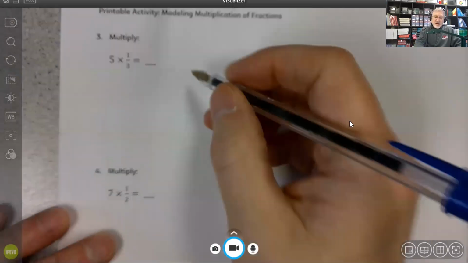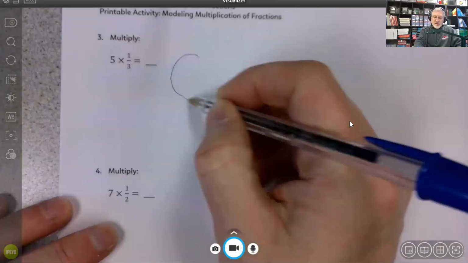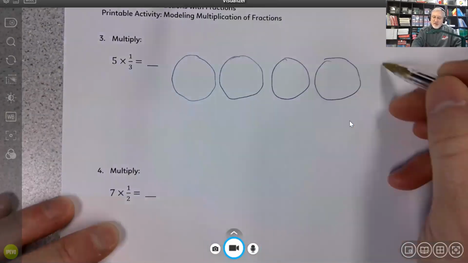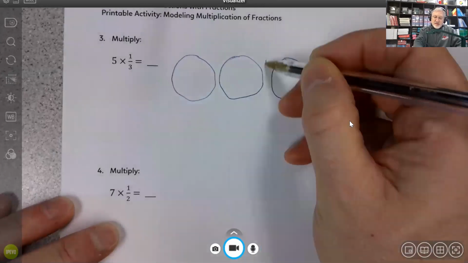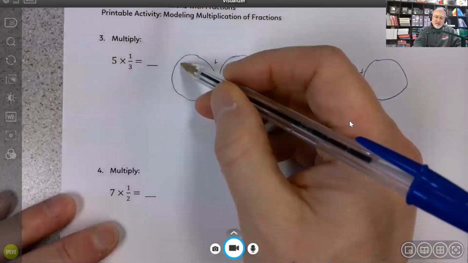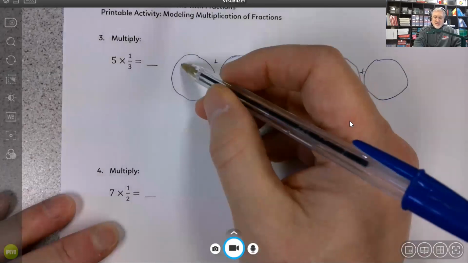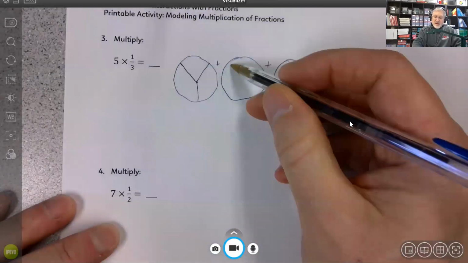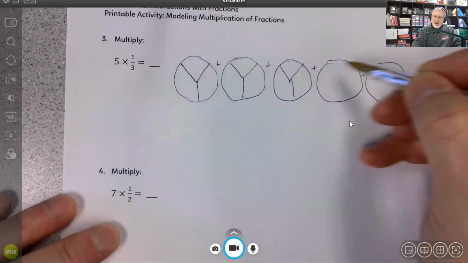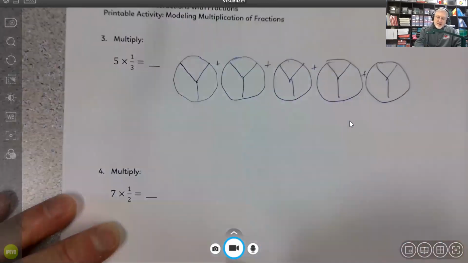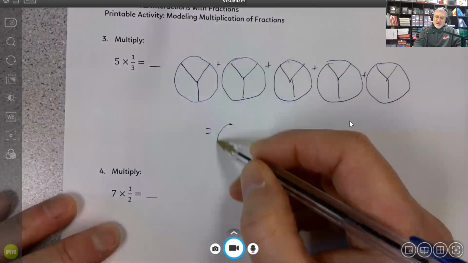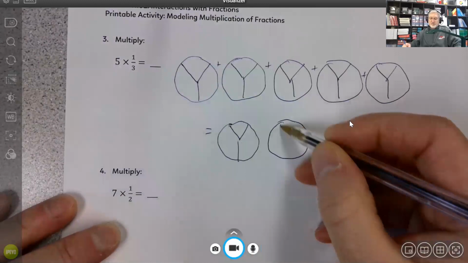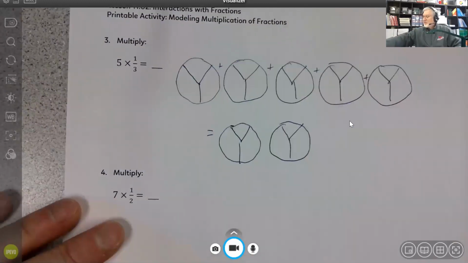All right, again, I'm going to use circles, and I'm going to create 5 circles. Put a plus in front of each one of those. And in this case, I just have to form a Y in the middle of my circle. That makes 3 parts. Okay, and it's going to equal, I'm going to draw 2 circles just in case I need that many. All right, I'm going to use light blue.